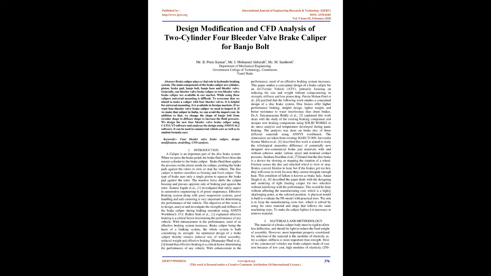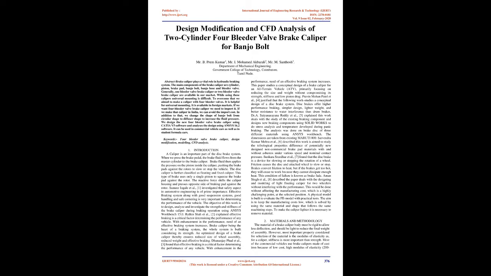Generally, 1-bleeder valve brake calipers or 2-bleeder valve brake calipers are available in our market. While using these calipers, universal mounting is difficult. To overcome that, we aim to make a caliper with 4 bleeder valves. It is helpful for universal mounting. It is available in foreign markets. If we want a 4-bleeder valve brake caliper, we need to import it. If we make that caliper in India, we can avoid the import cost.